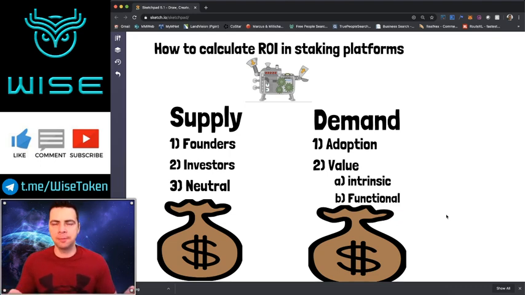Definitely the potential is there. So first of all, it's 3.5%, and that's 3% inflation that goes to stakers and 0.5% inflation that goes to referrals every single year. So two pots of money of inflation.